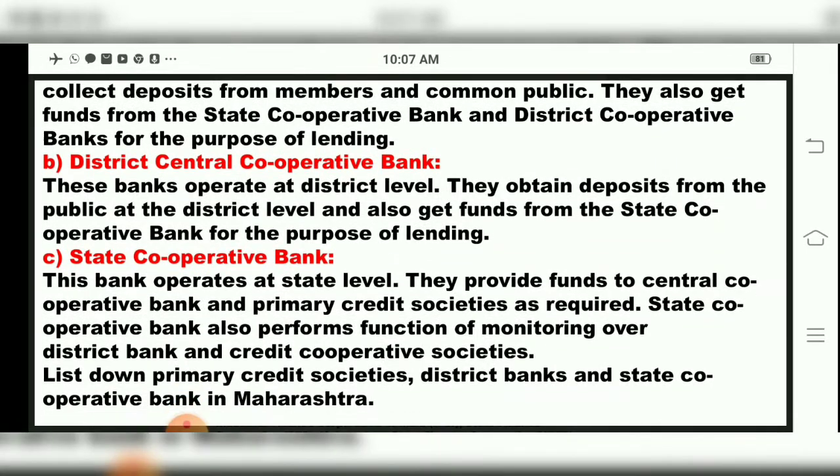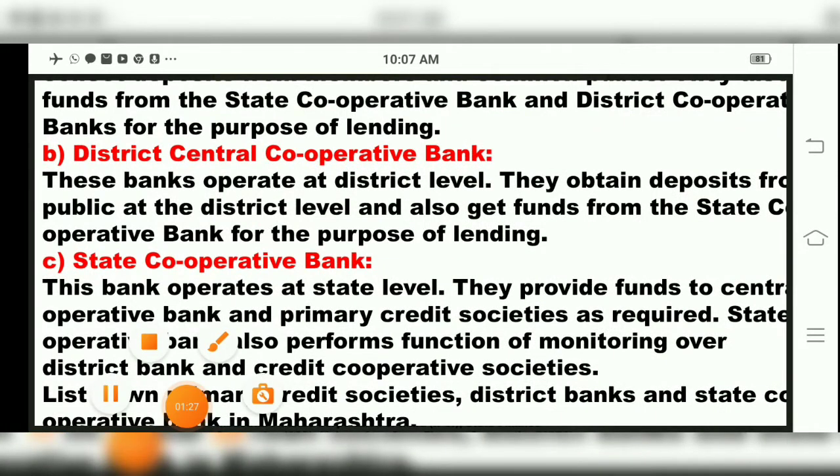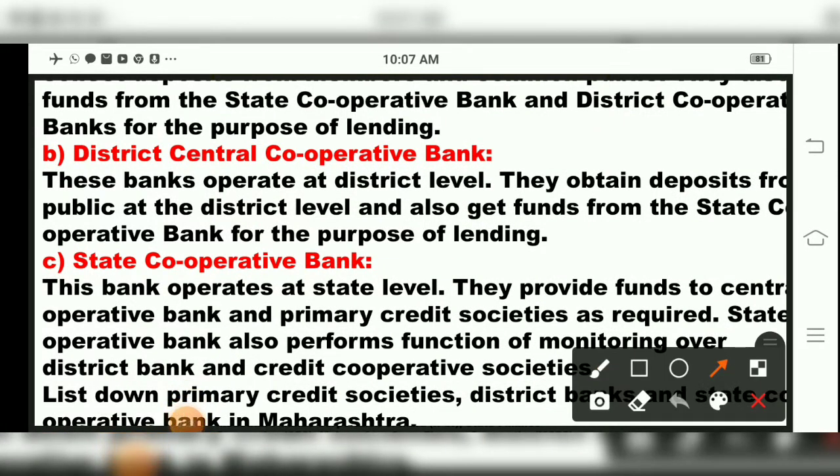Now come to the second part related to cooperative bank, children, about district central cooperative bank and state cooperative bank. So district central cooperative bank, these banks operate at district level. Primary cooperative bank operates in village area. Then the another division of cooperative bank, according to the second part, is district central cooperative bank. So these banks operate at district level. They obtain deposits from common public at the district level, and also get funds from the state cooperative bank for the purpose of lending.